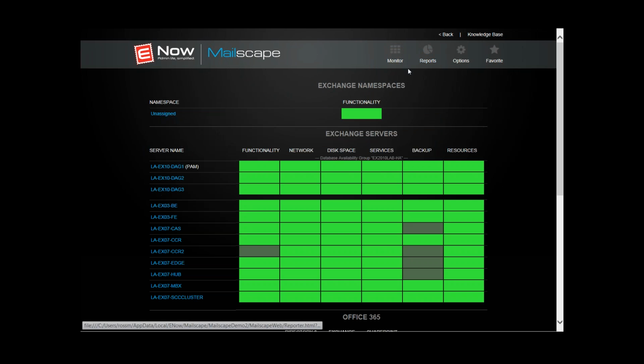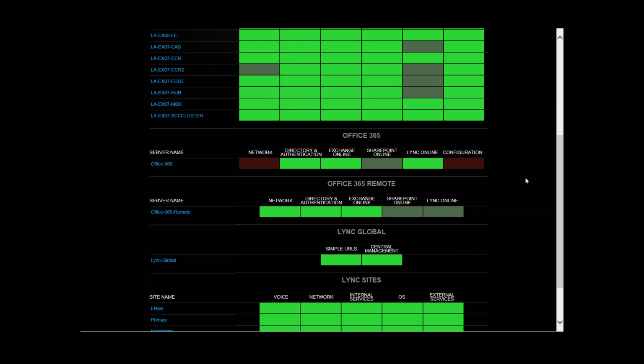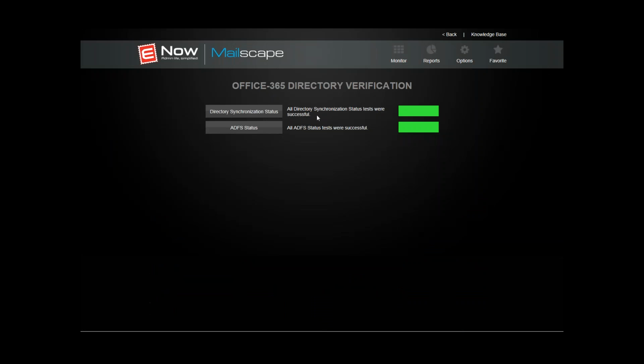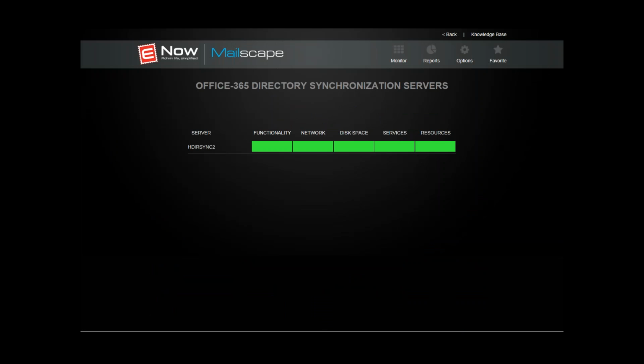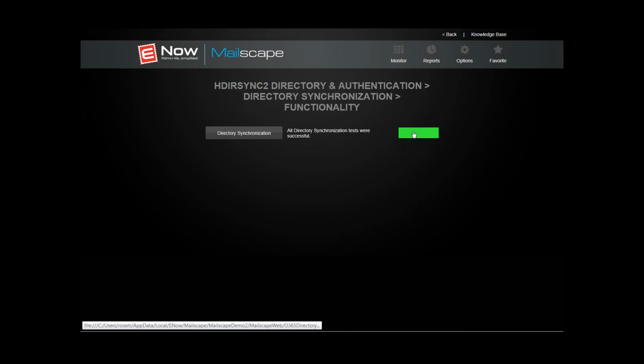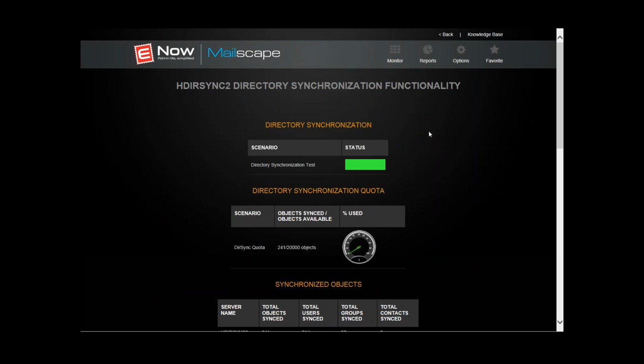Of course that provides some value to the supporting services. When we take a look at the functionality in Office 365, really important here is directory and authentication. What we do there is we take a look at directory synchronization, which supports DIRSync or AAD-Sync. We take a look at the server, so we make sure that the server is healthy. But from a functionality point of view, what we actually do is we do a synthetic transaction.